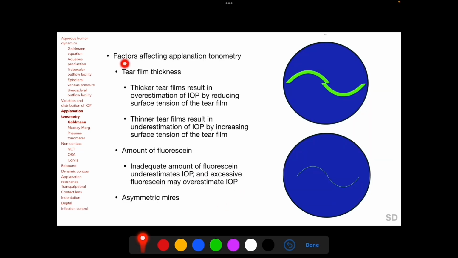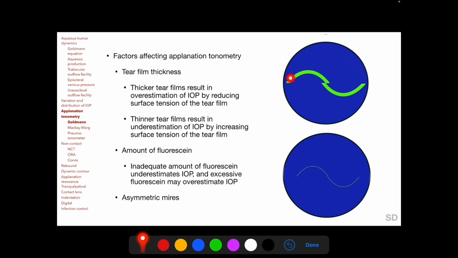There are numerous factors affecting applanation tonometry. Thicker tear films result in overestimation of IOP by reducing the inwardly directed surface tension of the tear film, and thinner tear films result in underestimation of intraocular pressure by increasing the inwardly directed surface tension of the tear film. Inadequate amount of fluorescein underestimates intraocular pressure, and excessive amount of fluorescein may overestimate intraocular pressure.